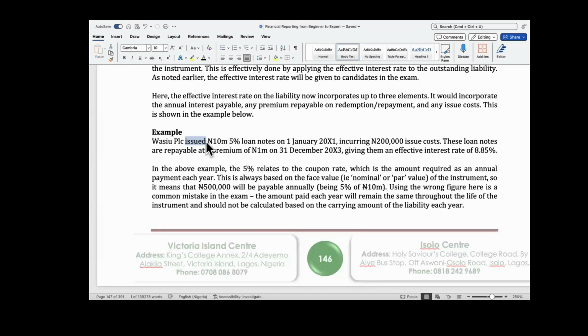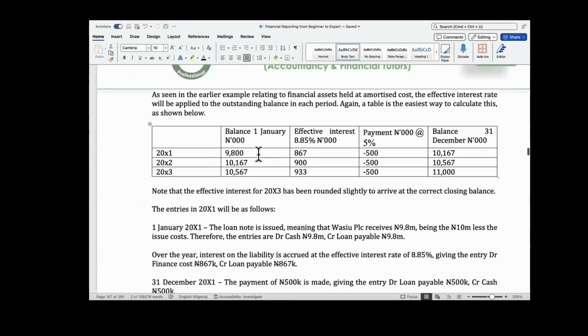So he issued 10 million, 5% loan notes on 4th January 2001. He incurred issue cost of 200,000 and it is repayable at a premium of 1 million. At the end of the third year, they now give us an effective interest rate of 8.85%. So immediately you see effective interest rates and nominal rates, that means you have to do that table. So let's just do that table here.